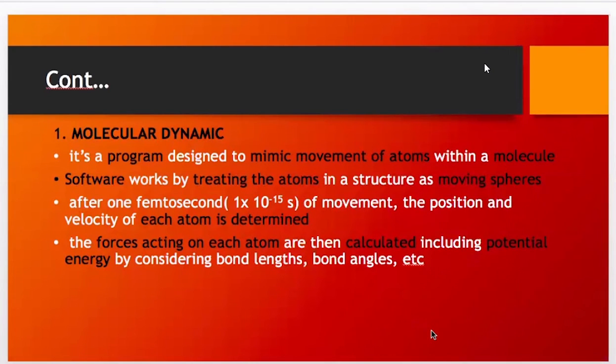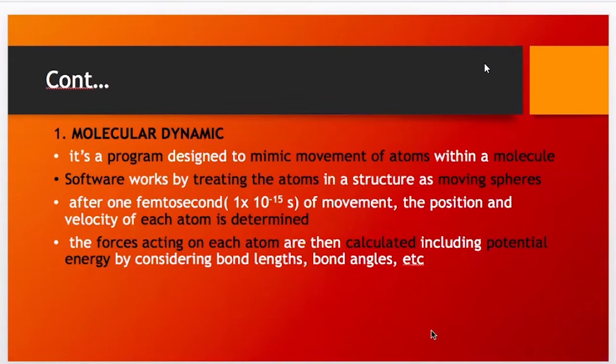So you have oxygen as an atom, it's seen as a sphere, as a circle. You have hydrogen, and this program is designed to see that hydrogen atom as a sphere which is moving. After some femtoseconds, that's 1 times 10 to the power negative 15 of a second of movement, after these spheres have moved for about a femtosecond, the position and the velocity of each atom is determined.